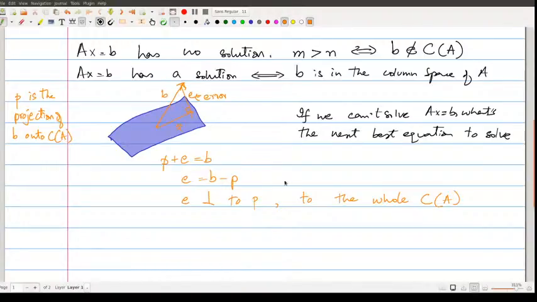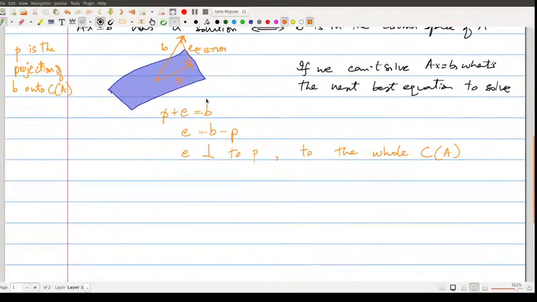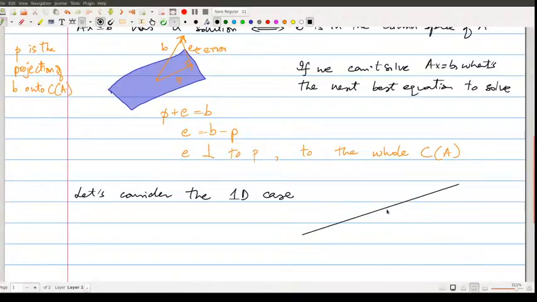So what can we do? How do we solve this equation? To try to find the answer to that, we go into one dimension. So let's consider the 1D case, right? We're going to move down to one dimension so that the problem is easier to solve. And in one dimension, a column space basically looks like just a line, right?